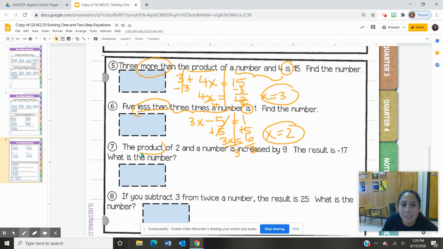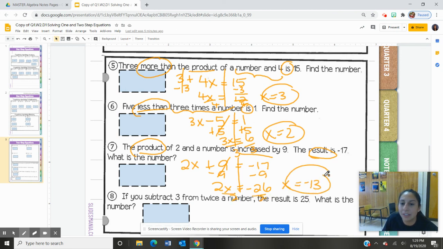The product, that word means you're multiplying 2 and a number. The product of 2 and a number is increased, which means plus, by 9, adding 9. The result, which means equals negative 17. What we're going to do is we're going to get rid of whatever's being added or subtracted first. So take away 9, take away 9. So 2x is equal to negative 26. And then we're going to divide by 2. So x is equal to negative 13.